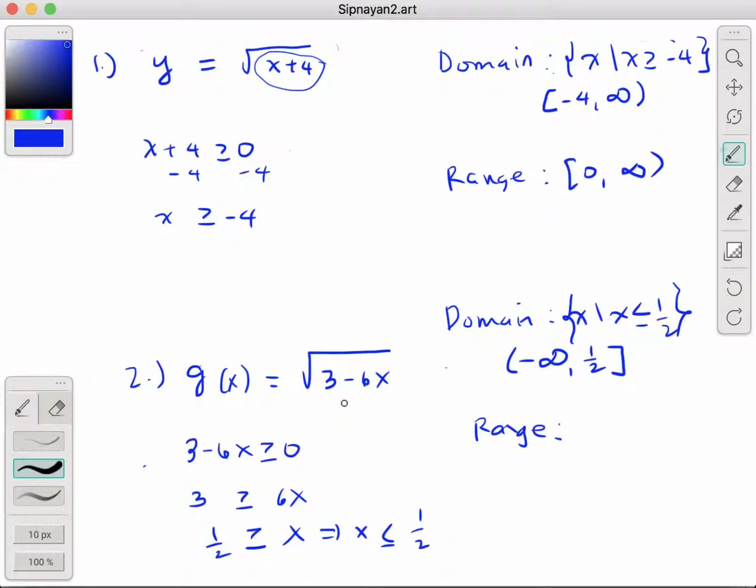So, the range, again, the range, itong expression na to must be greater than or equal to 0. No? So, ibig sabihin, pinakamababa nito is 0. And square root of 0 is 0. And that 0 is the smallest value of the range. No? So, ang range natin is from 0 up to infinity din.